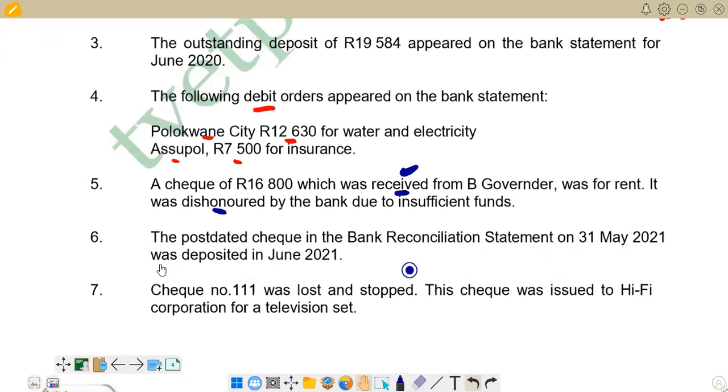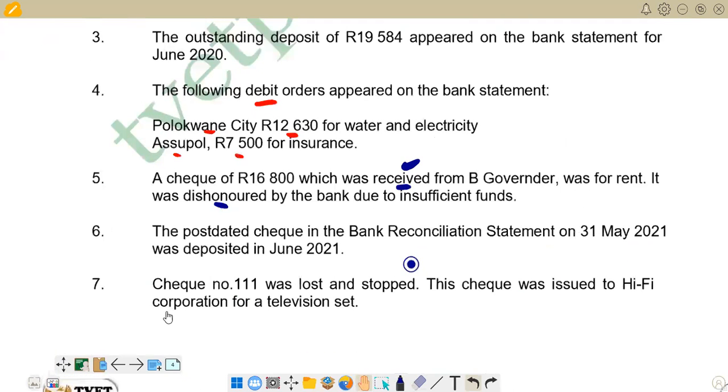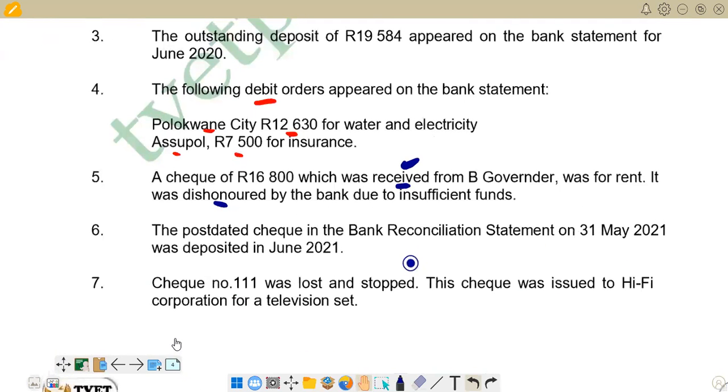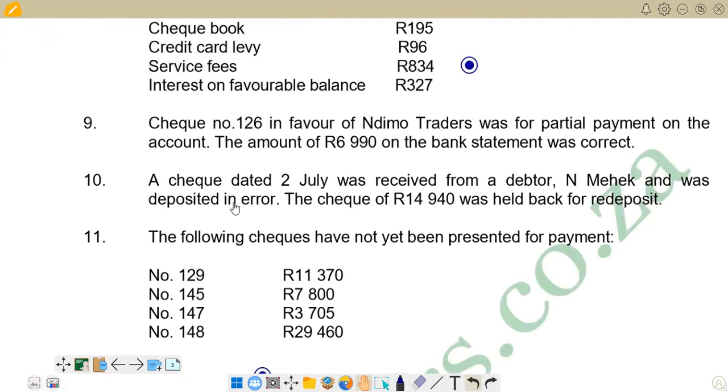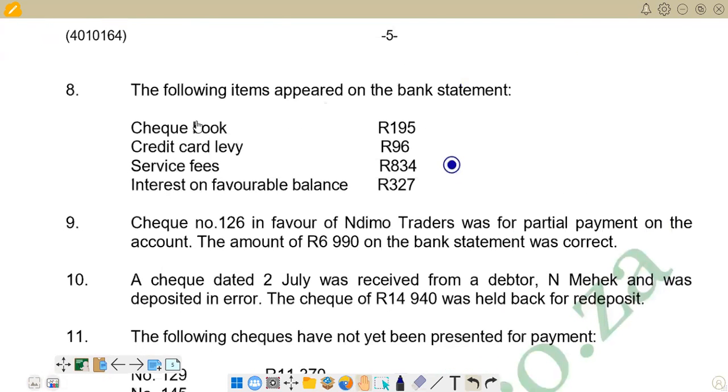We are now on the next one. Item 7 is the one we've just posted, so we go to the next one, which is 8 now. Item 8 reads, the following items appeared on the bank statement. What does it mean? These items are on the bank statement, but they are not appearing in the journals. That is the meaning there. So we need to post them in the journal.